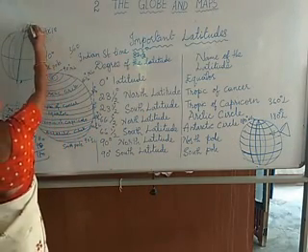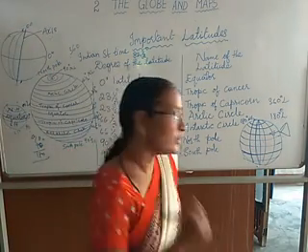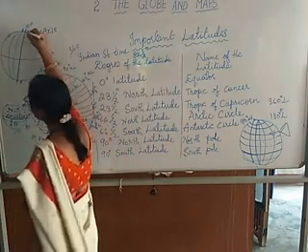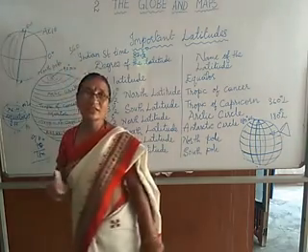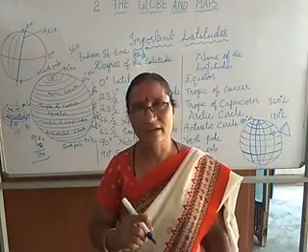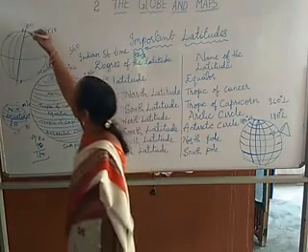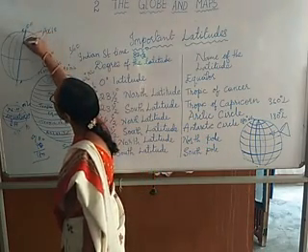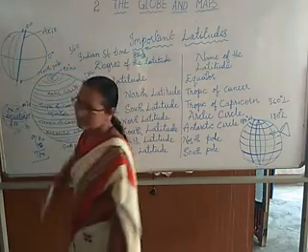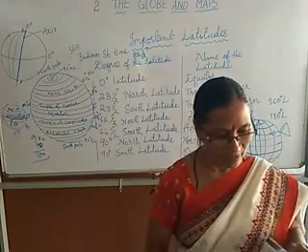Everybody look into your book. See, these are the longitudes. Are you seeing them in your books? These are semicircular lines connecting the poles. All longitudes are equal in length. They are semicircular lines connecting the poles, passing through the middle of the equator.